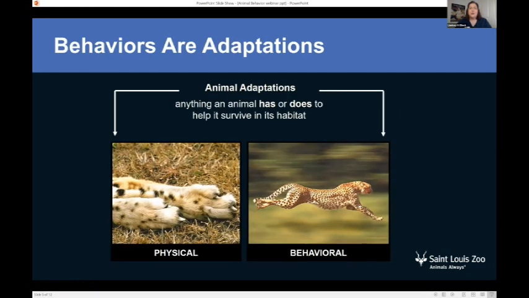Now we want to make sure that we recognize that behaviors are adaptations that animals have. So as a refresher, if you don't remember what an adaptation is, it's anything that an animal has or does to help it survive in its habitat or its home. So a physical adaptation might be spots or the claws on the feet in this picture. But a behavioral adaptation, like the ones we're talking about today, will be running super fast, like the cheetah in this picture.